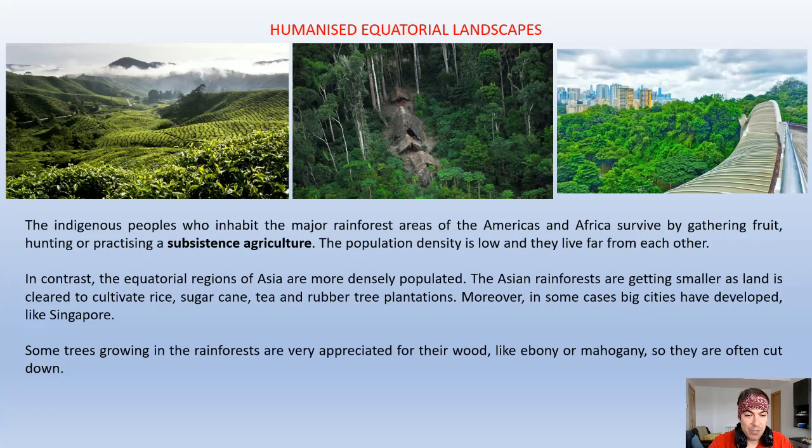And some trees growing in the rainforests are very appreciated for their wood because they are very luxury woods, and they are used to make, for example, furniture such as ebony or mahogany. Ebony es el ébano, mahogany es la caoba. So they are often cut down.